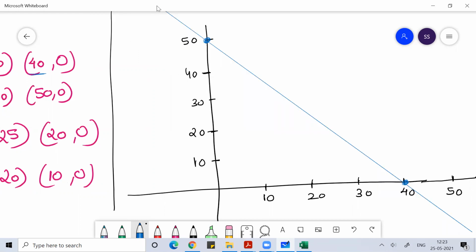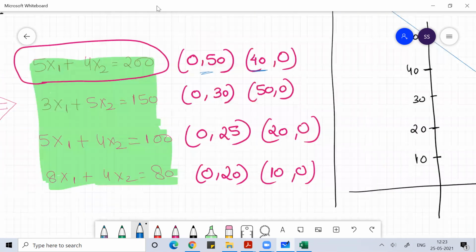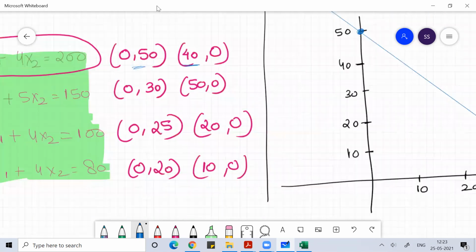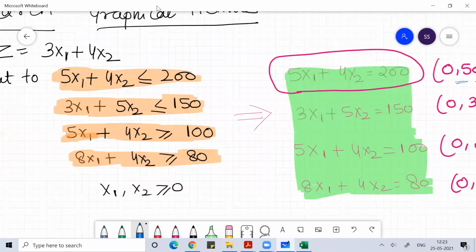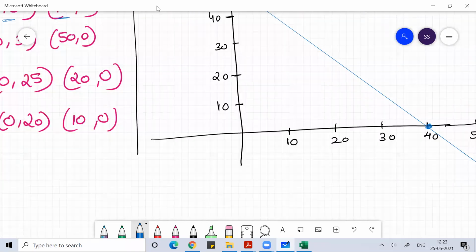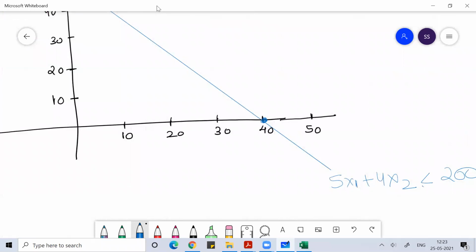This first line represents an equation: 5x1 plus 4x2 is equal to 200. Now think about the real equation. The real equation was not equal to. The real equation was less than or equal to 200.